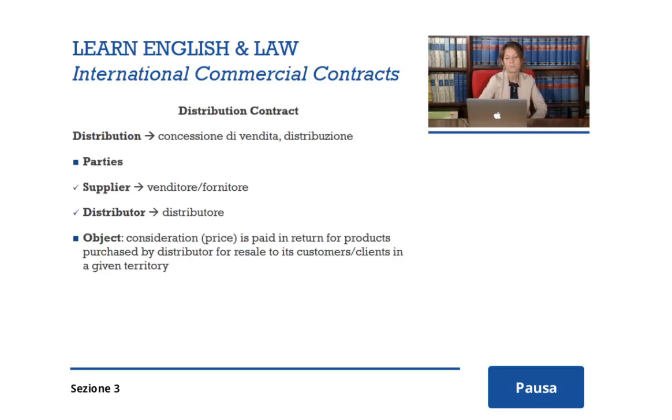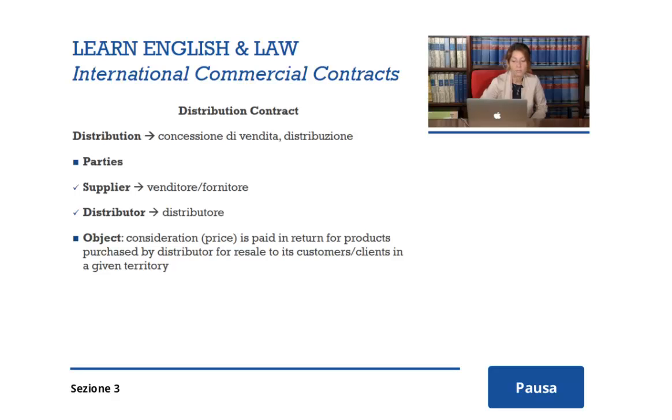So both of them take advantage, respectively, the distributor by selling a well-known product and the supplier by expanding his sales channels through the distributor network, basically. So, a distribution contract, where distribution means concessione di vendita, distribuzione. Then the parties to a distribution contract are, on one side, the supplier, venditore, fornitore, and the distributor, distributore.